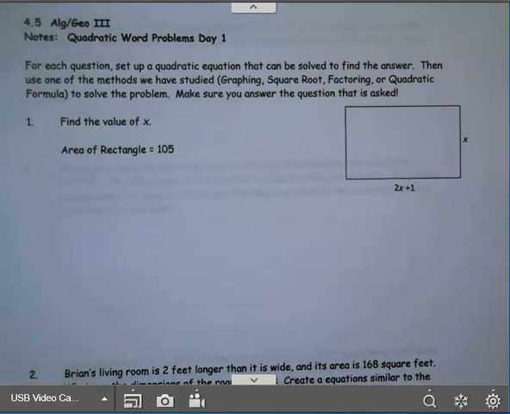We've been looking at different methods of solving quadratics. Today we're going to solve some word problems with those methods. So for each of these equations, you're going to set up a quadratic equation that can be solved to find the answer. Then use one of the methods we have studied, so graphing, square root, factoring, or quadratic formula to solve the problem. Afterwards, just make sure that you answer the question that's asked.